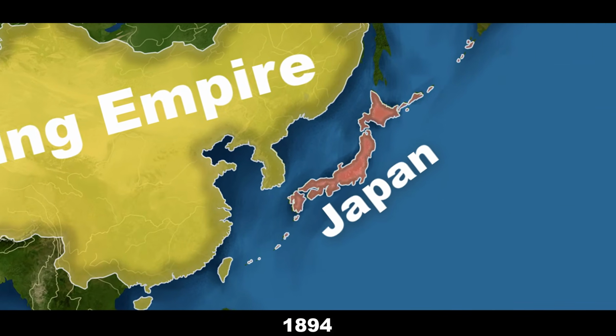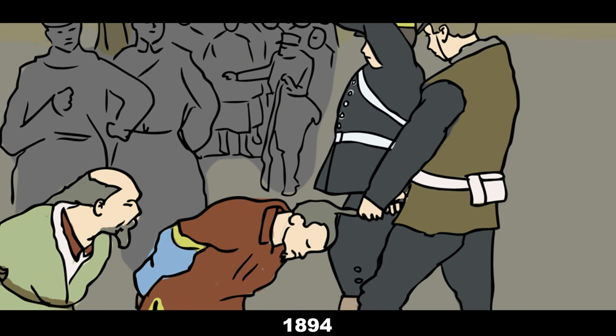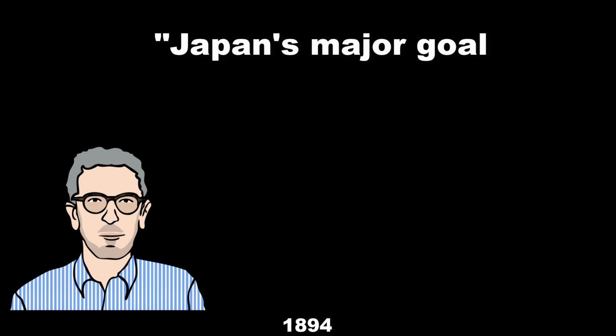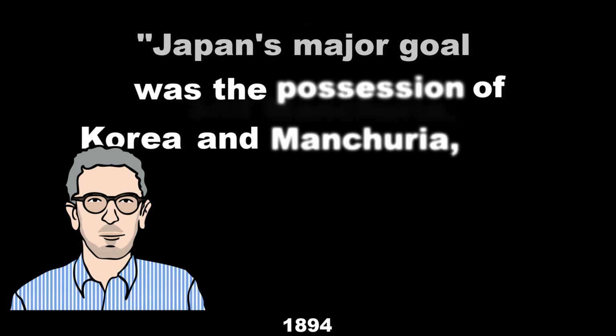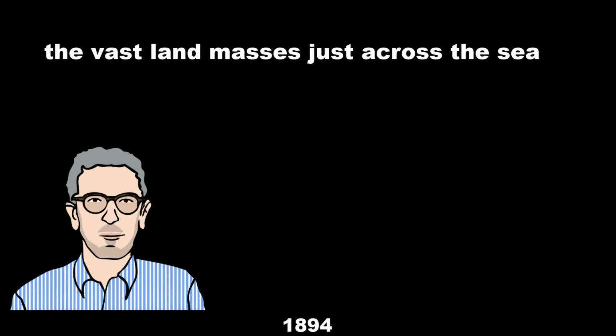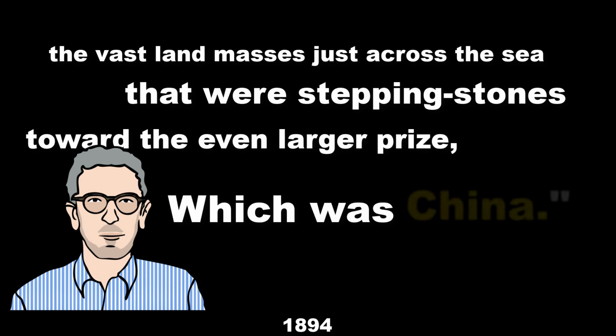Meanwhile, in Japan, things were looking up after their decisive victory over the Chinese in the Sino-Japanese War. In Richard Bernstein's work, he writes this of the conflict. Japan's major goal was the possession of Korea and Manchuria, the vast landmasses just across the sea that were stepping stones towards the even larger prize, which was China.